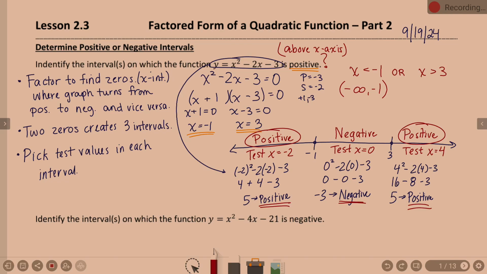We just want to know where it's positive. And then over here, x greater than 3, that's going to be from 3 to positive infinity. Infinities use parentheses, and the 3 is going to use a parenthesis. I have the interval notation circled on my paper.